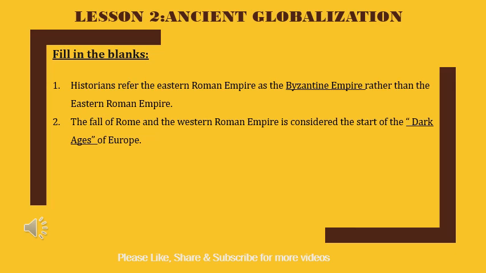Historians refer to the Eastern Roman Empire as the Byzantine Empire rather than the Eastern Roman Empire. The fall of Rome and the Western Roman Empire is considered the start of the Dark Ages of Europe.